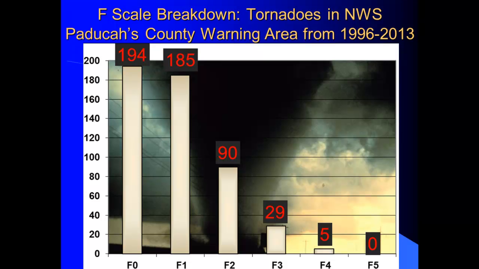Now, the EF scale ranges from EF0 to EF5, EF5 being the most violent tornado, EF0 being the weakest tornado. And in our area, this is a breakdown showing you how many EF0s, EF1s, and so on that we've had in our area. As you can see clearly, most of the tornadoes that occur in our area are EF0 and EF1 in strength, meaning that most of our tornadoes are weak. But we've had our share of strong to even violent tornadoes in our area. Luckily, since 1996, we have not had any EF5s.